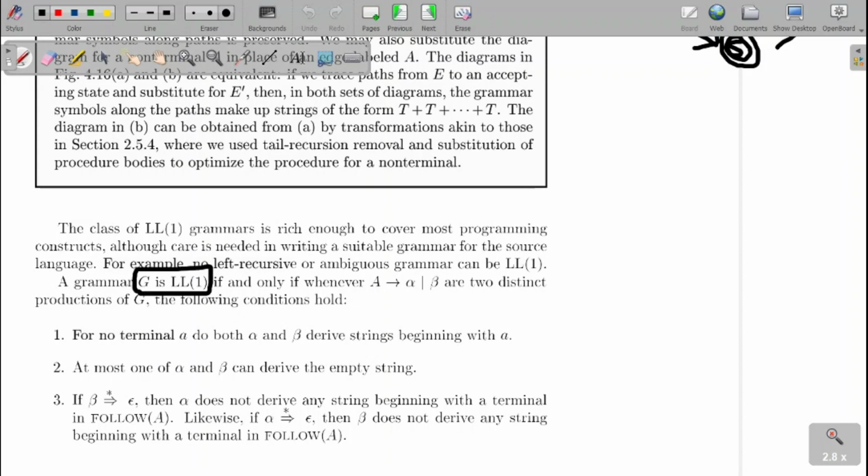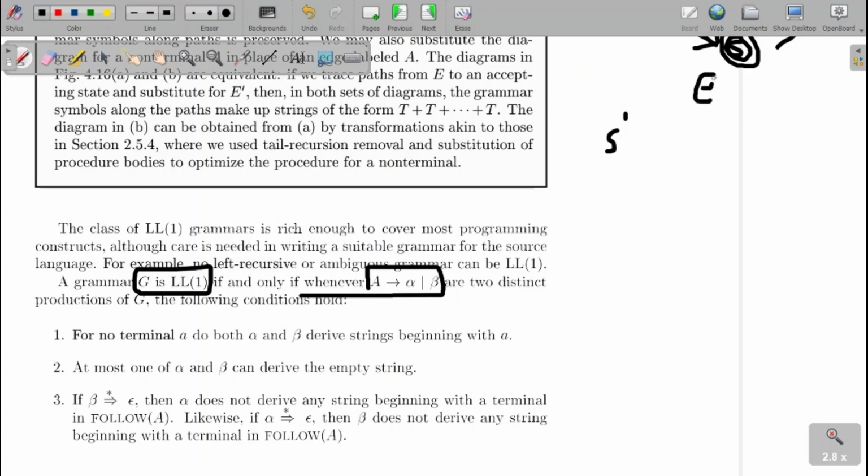The grammar is in LL(1) if, whenever we have productions A derives alpha or beta, two distinct productions, they are not yielding the same thing. We have seen the example. What is that example? S' on E.